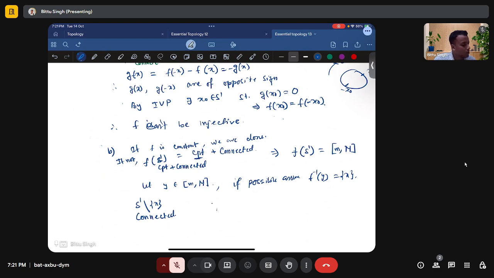But f of S1 minus x, we have removed the point y from this interval, so this will become [m, y) union (y, M]. This is disconnected. So the image of a connected set cannot be disconnected. This is a contradiction.